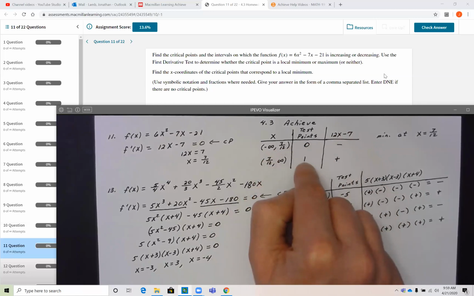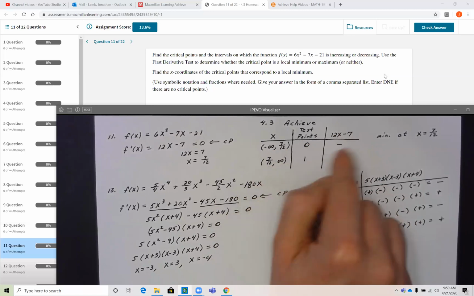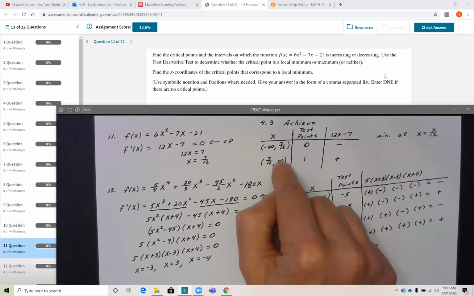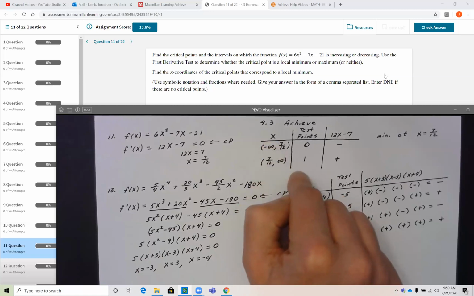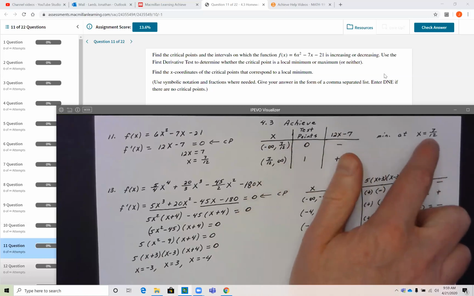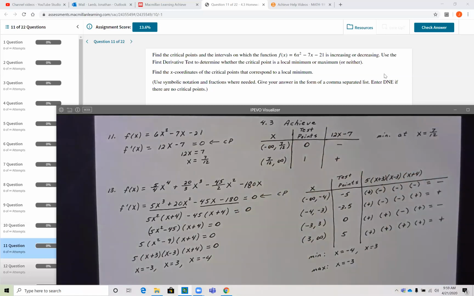When I test the 1 to look at the second interval, I can see that it would be a positive 5. Again, the only thing I care about is that it is positive, which tells me that my original function is increasing from 7 over 12 to infinity. And thus, if you're decreasing before 7 over 12 and increasing after 7 over 12, you know 7 over 12 is the location of a minimum.